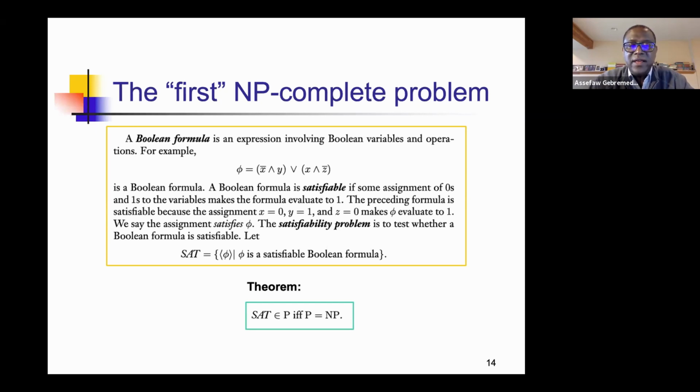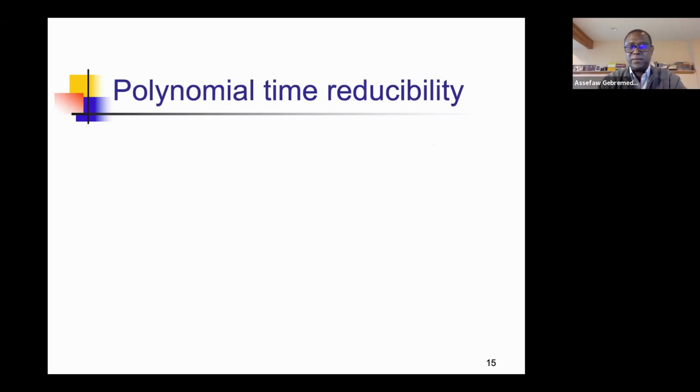So if phi is a Boolean formula, is it satisfiable? That is the satisfiability problem, and we'll call it SAT. And the first problem we know is NP-complete is this thing called SAT. SAT will be solvable in polynomial time, in P, if and only if P and NP are equal. So we have introduced the first NP-complete problem.